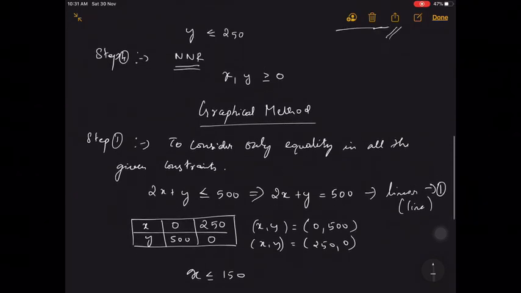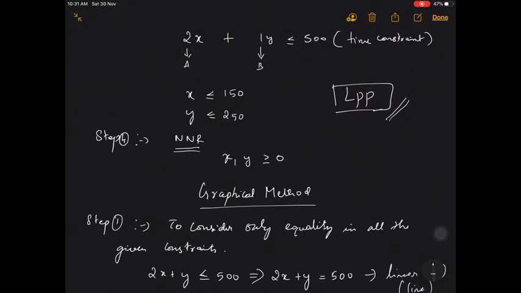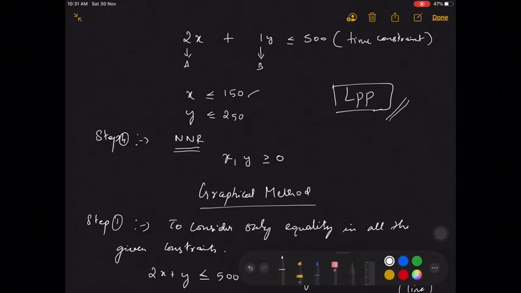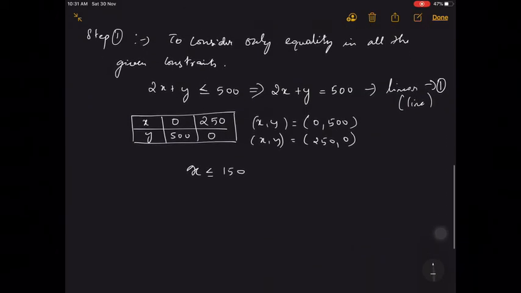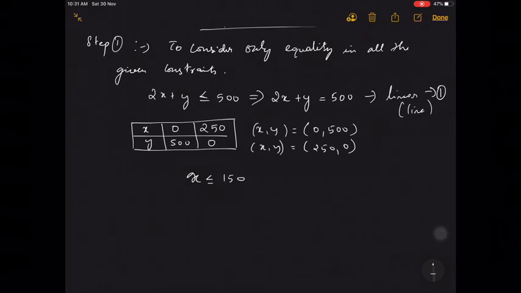So x is less than or equal to 150, this is the second constraint. We have considered 150, less than or equal to 150. And when you consider equality, you get x is equal to 150.